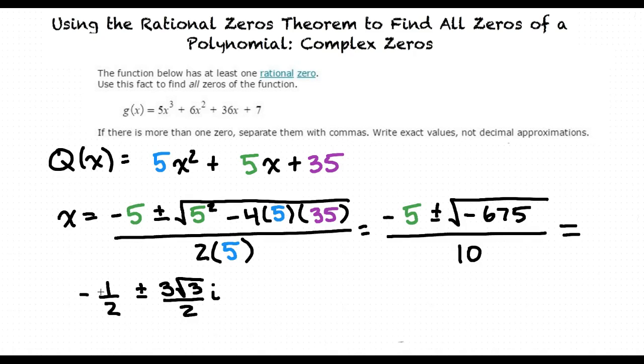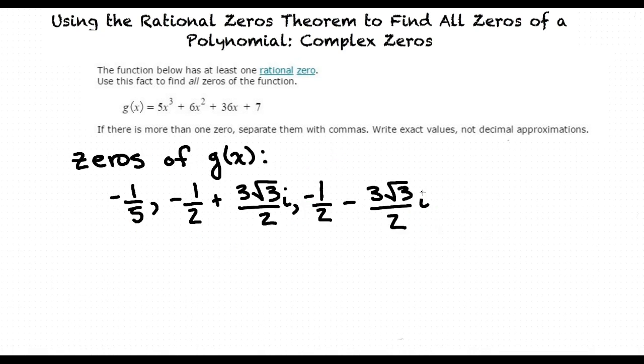This simplifies down to negative 1/2 plus or minus 3 times the square root of 3 divided by 2 times i. We have an i here since we took the square root of a negative number, which results in a complex value. And that's what this i here denotes. So, the zeros of g of x are negative 1/5, negative 1/2 plus 3 times the square root of 3 over 2i, and negative 1/2 minus 3 times the square root of 3 over 2i.